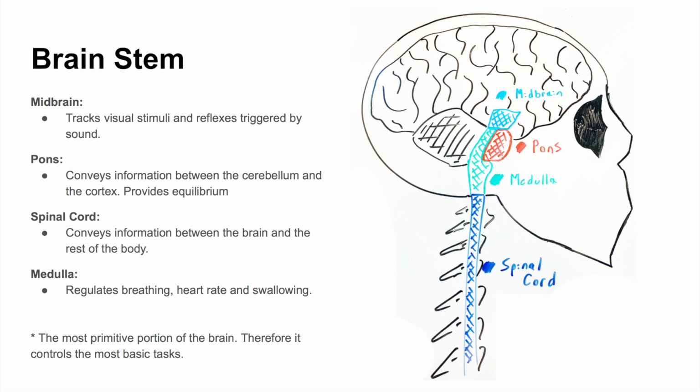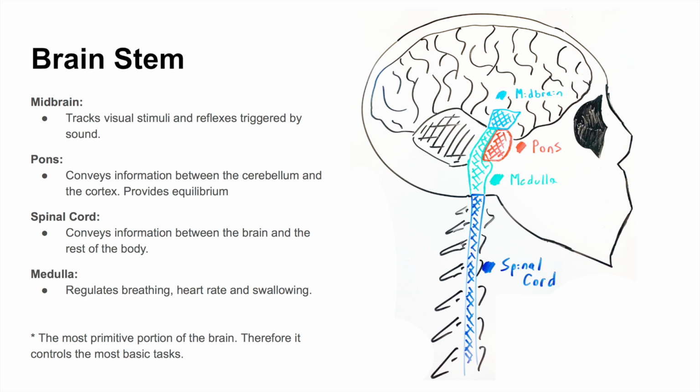Now moving to the most primitive portion of the brain, the brain stem is comprised of the midbrain, the pons, the medulla, and also kind of the spinal cord. So the first portion of the brain stem we're going to be looking at is the midbrain. So this one's pretty easy to remember just because obviously it's in the middle of the brain. And it's also sort of in between the eyes and the ears, so you can remember what it does as it tracks visual stimulation and reflexes triggered by sound.